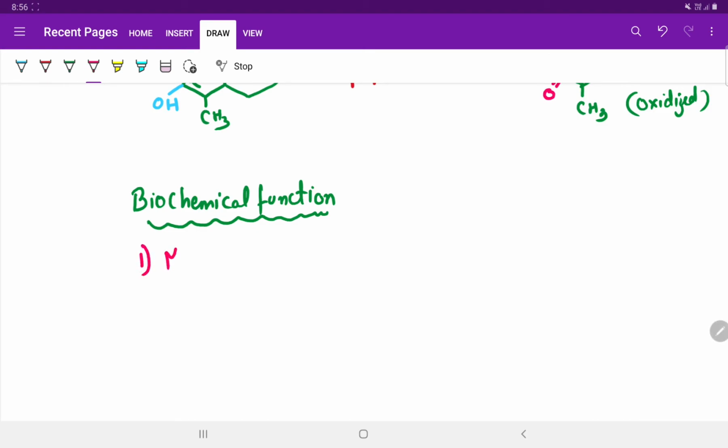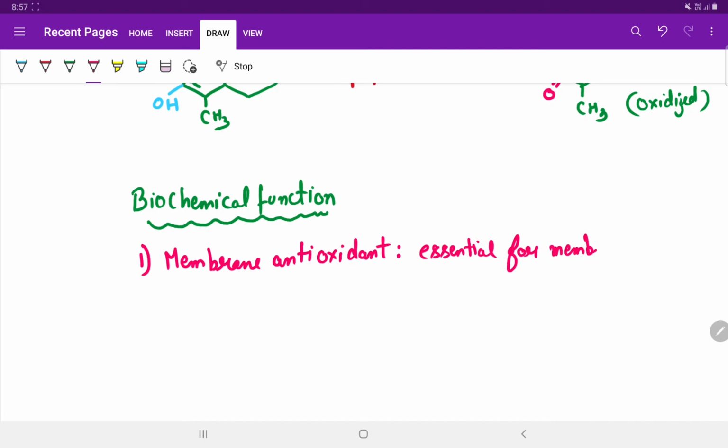Now it is known as the membrane antioxidant because it maintains the membrane structure and integrity. We can say it is essential for membrane structure and integrity.